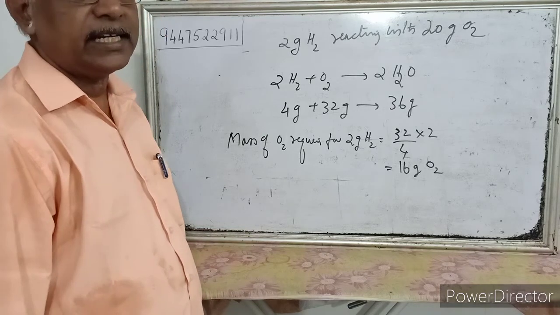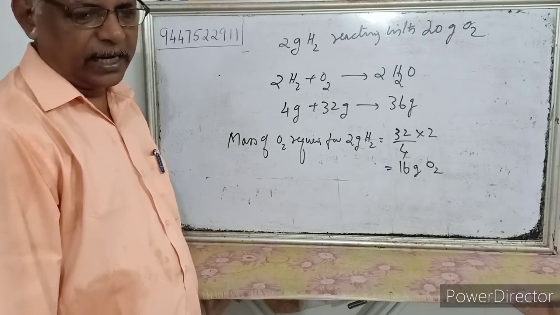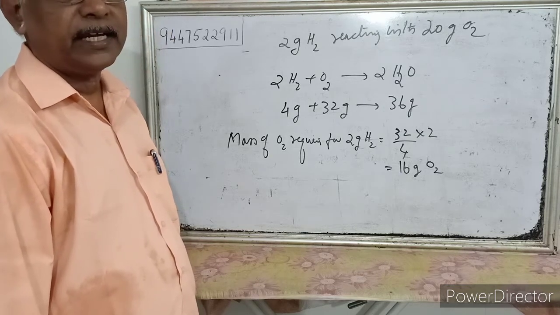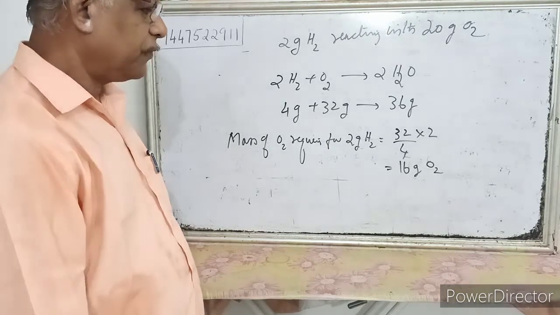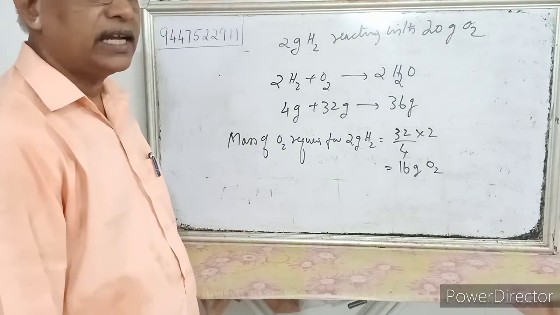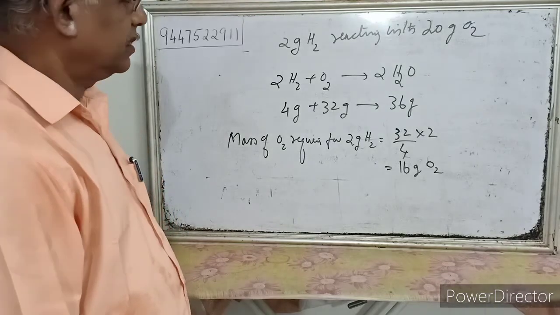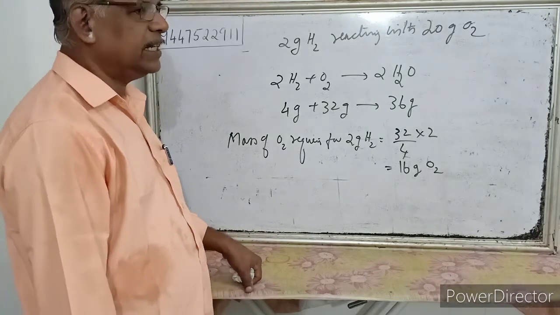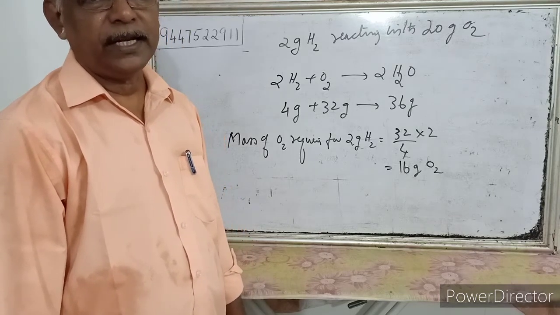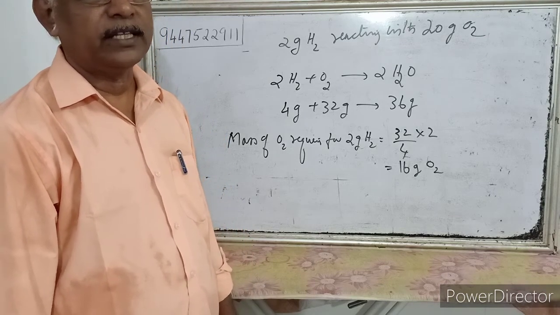Since hydrogen is completely utilized during the reaction, hydrogen is the limiting reagent, and the amount of oxygen remaining is 4 grams. The amount of water formed is 18 grams. So what is a limiting reagent? A limiting reagent is the reactant which is completely consumed during the reaction.